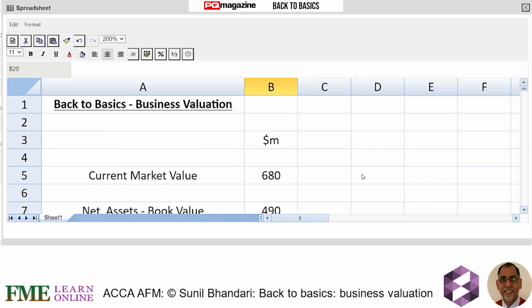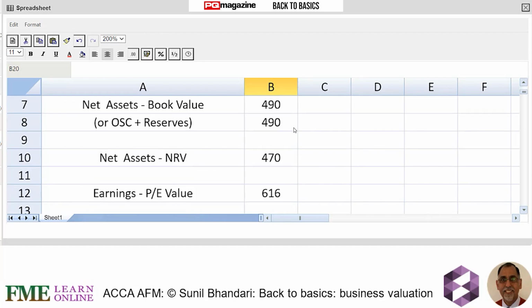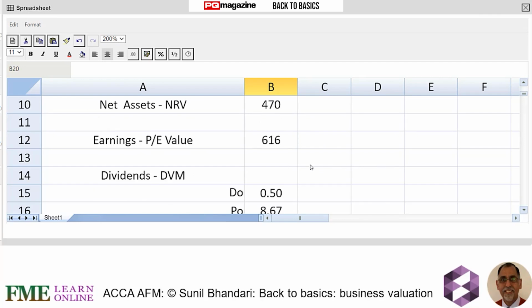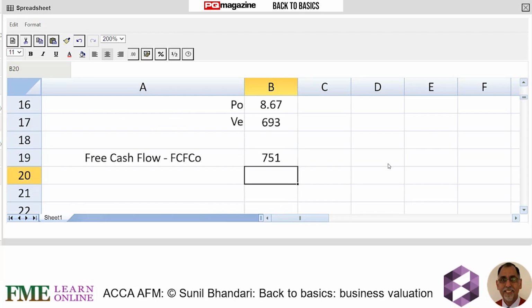So now let's do a summary to close off this particular presentation. We're talking about equity valuation. The current market value, 680 million. The net asset value book, 490. The NRV, 470. The earnings valuation, 616. The dividend valuation model, close to the current market value, 693. And then what we say to be in textbook the most accurate valuation, 751 million on the free cash flow to company valuation method.